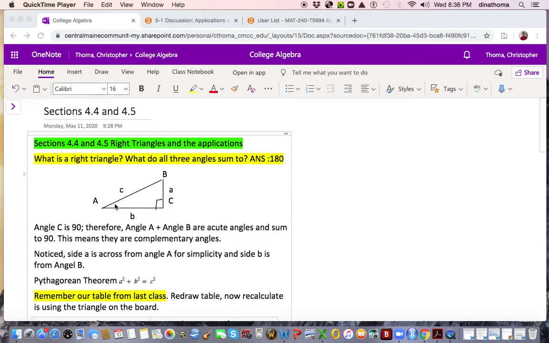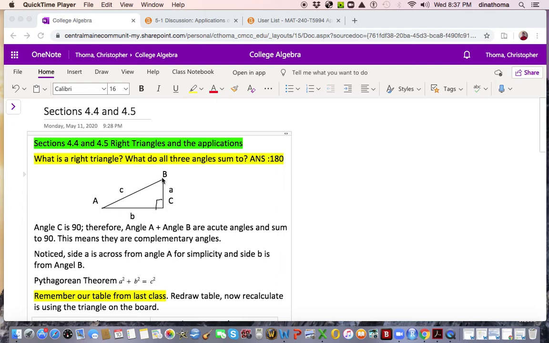Now we're going to label our triangle a little bit differently than we did last time, since we're not on the XY plane. We're going to label our angles A, B, and C, capital letters. Little a, little b, little c are my sides. Angle C is typically the 90-degree angle, and angles A and B are acute angles because they sum to 90, and this means they are complementary angles.